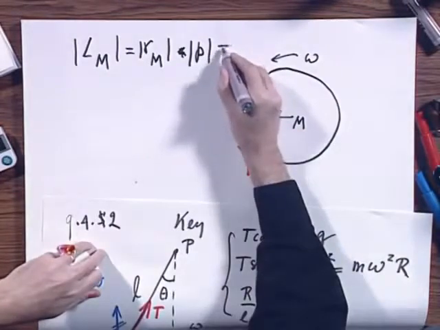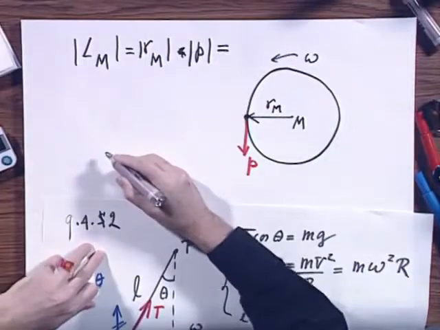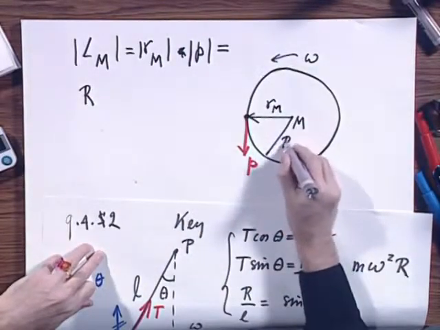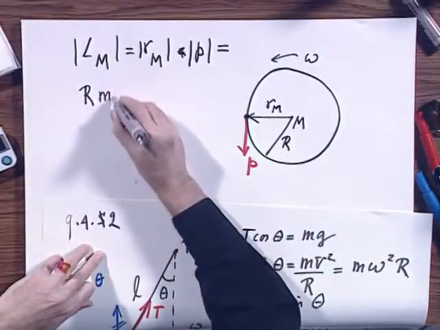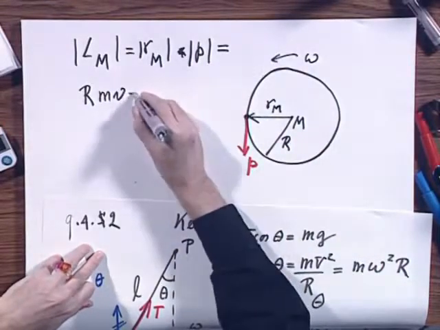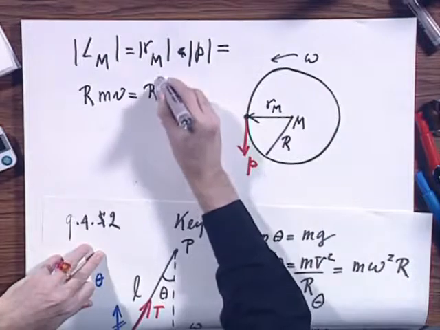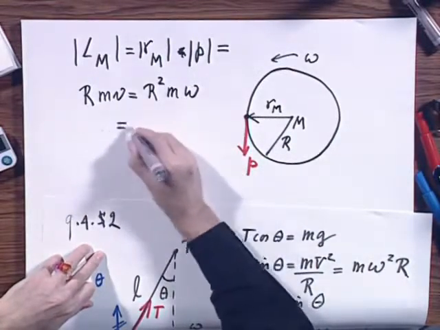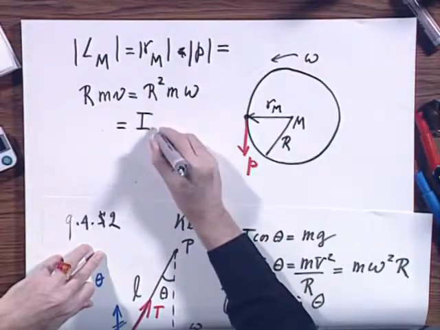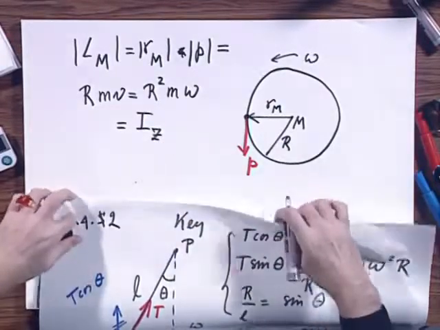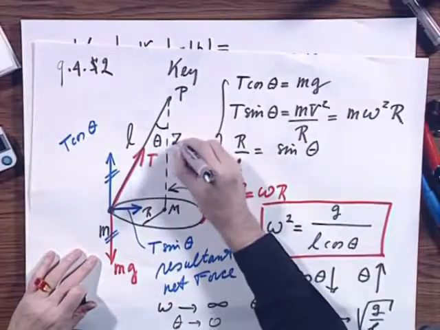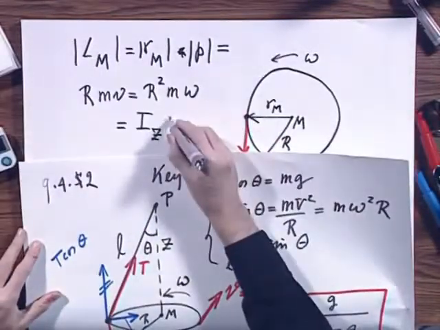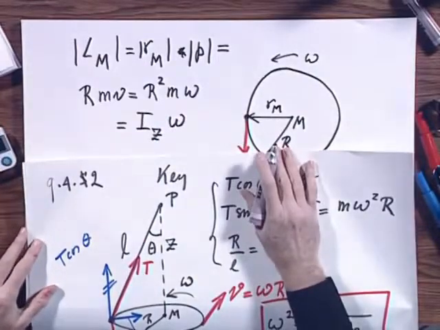So the magnitude of the angular momentum equals R, which is the radius of this circle, times mv. But I can write v equals omega r, so I also get r squared m times omega. And this, if you please, equals the moment of inertia about the z-axis. If I call this the z-axis, that is clearly m r squared times omega.